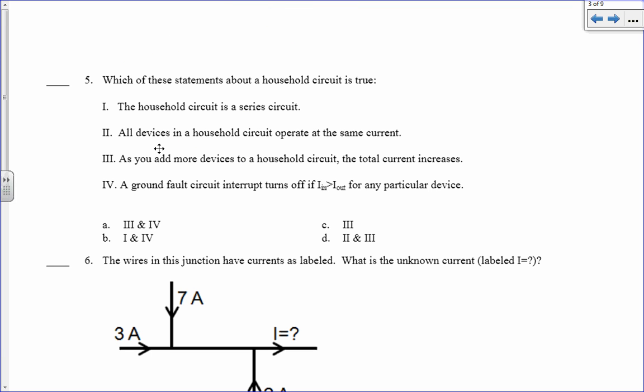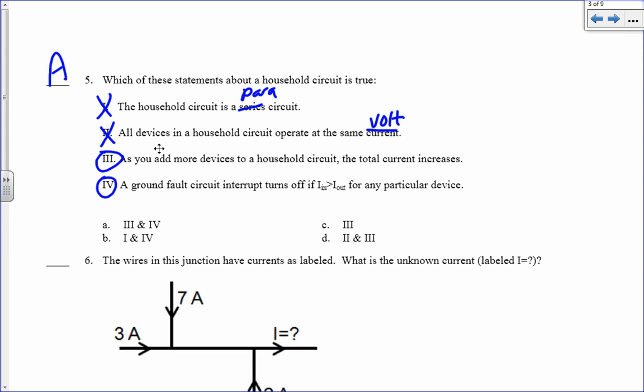Which of these statements about a household circuit is true? A household circuit is a series circuit. That's not true. It's a parallel circuit. All devices operate at the same current. That's not true. They all operate at the same voltage. It's parallel. As you add more devices to a household circuit, the total current increases. Okay, that is true. And the GFCI turns off if I in is greater than I out. And that is true as well. So 3 and 4 are the right answers.